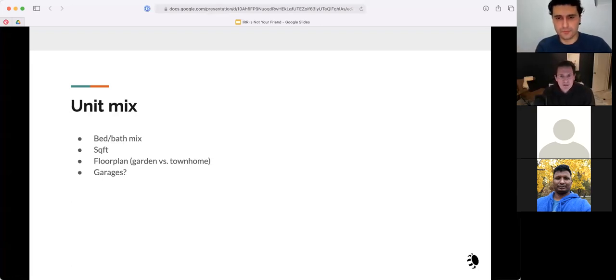Also part of this bucket is the unit mix. So how many bedrooms and bathrooms are there for each unit? Are they small or big, right? You've got the square footage, the floor plan itself, right? Garden, which is 1 story, versus townhome, which is 2 story. A lot of times townhomes are more desirable in a certain area. You might have greater rental upside with a townhome format because it feels more like a home. You've got some separation in living space versus garden.